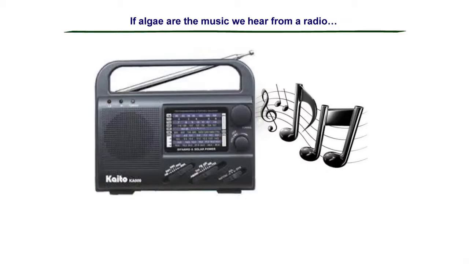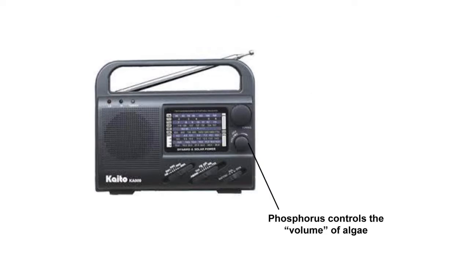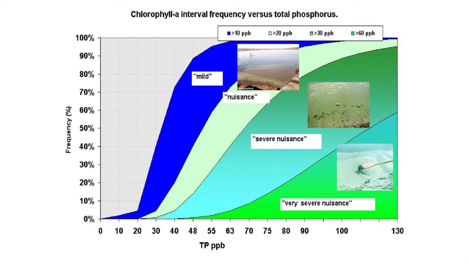I'm somewhat adapting an analogy that I heard Dave Schindler talk about, that if algae are the music that we hear from a radio, it's still true that phosphorus, particularly in lakes on the Canadian Shield, where phosphorus is a limiting nutrient, controls the volume of algae, or the total amount, the biomass of algae during a bloom. And this is still very true.